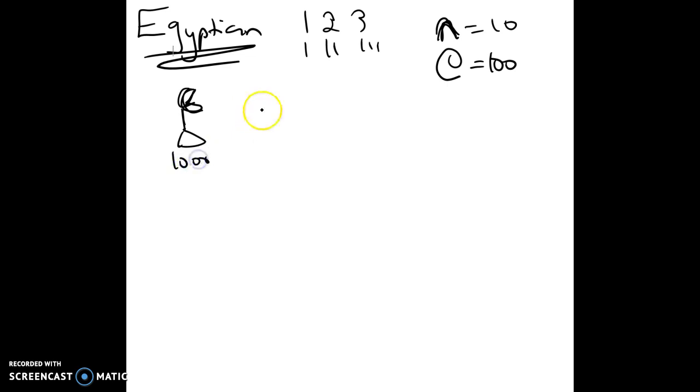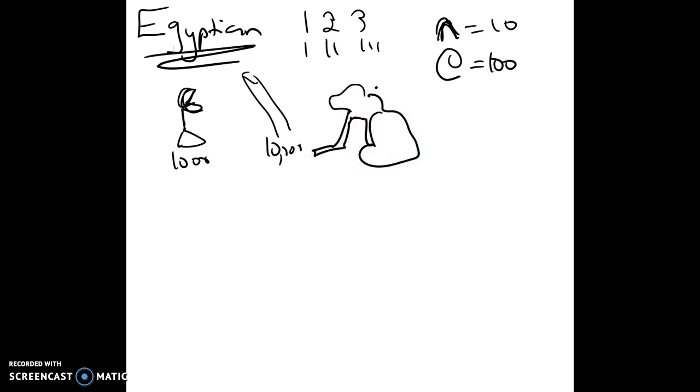That's worth 1,000. Then they have kind of a pointy finger, like someone's pointing a finger at somebody. And so that was 10,000. And then they have the frog, which I can't draw frogs, but we will try. That's a lovely frog. Anyway, you get the idea. 100,000. And then we have kind of our worshiping man, and he is worth actually 1 million.